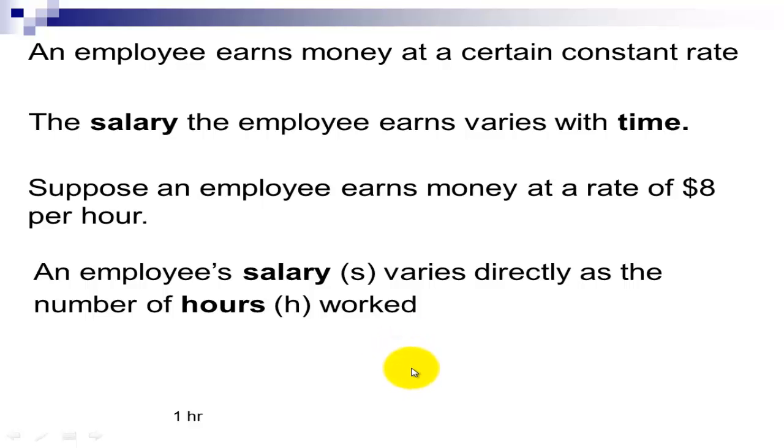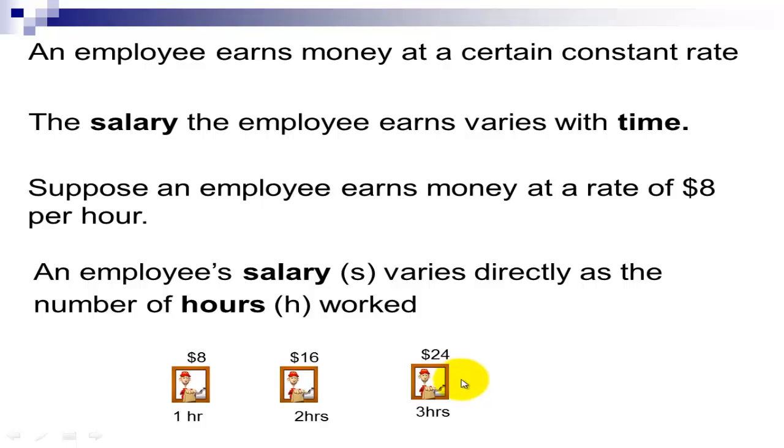So for the first hour, the employee is going to get $8. For 2 hours, the employee is going to receive $16. For 3 hours, the employee is going to receive $24. And of course, if the employee works for 4 hours, then that employee is going to receive $32. Now, what if the employee does not work, let's say 0 hours? Will the employee get something? Of course, because the employee is being paid per hour. If that employee does not work, then the employee will get $0.